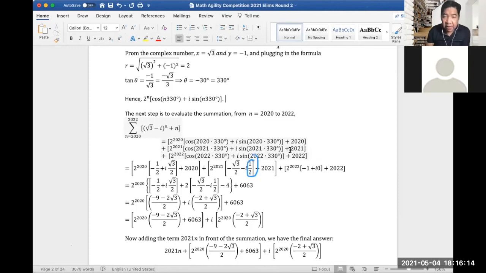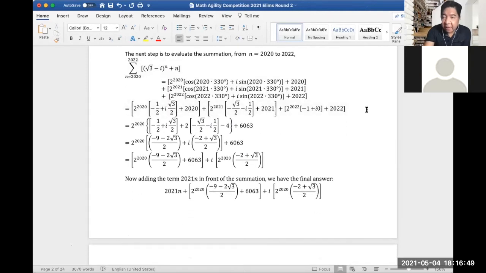And then the last term would be at 2022. So 2022 would fall exactly at 180 degrees. Of course, that's counterclockwise. So cosine would be negative on that part. So we got a negative 1 here, and a 0 at its imaginary part, right? Because the sine of 180 degrees would be 0. Okay, so once we're done with this, let's add all the constants. So 2020 plus 2021 plus 2022 would be 6063 here at the end.